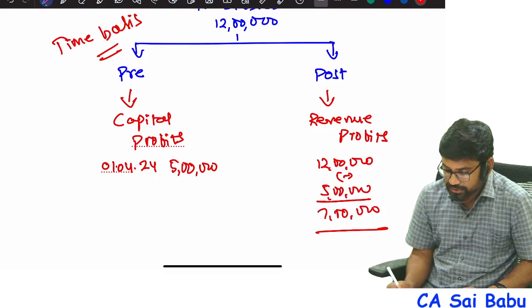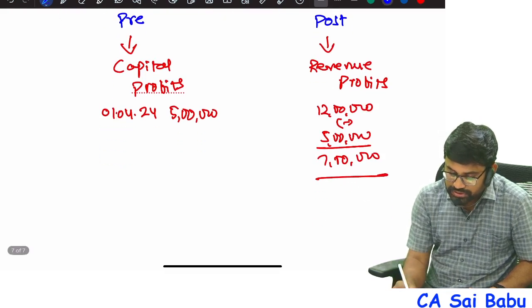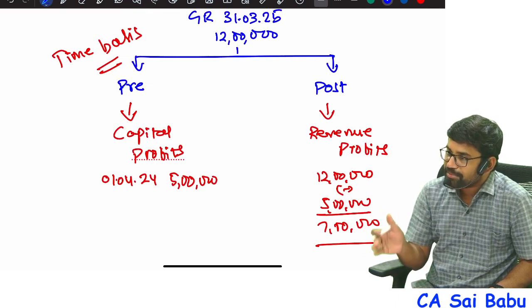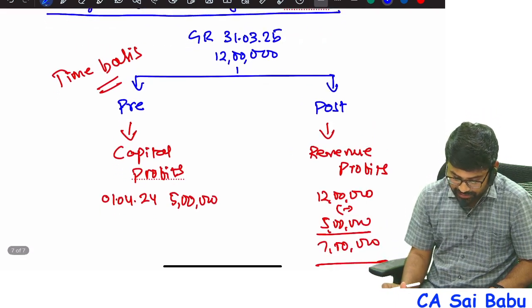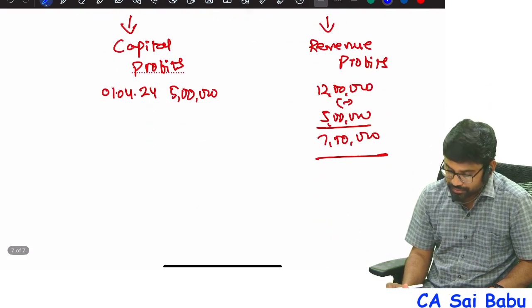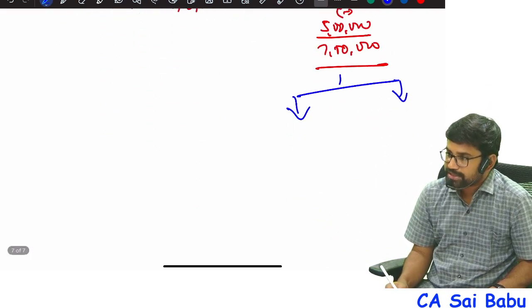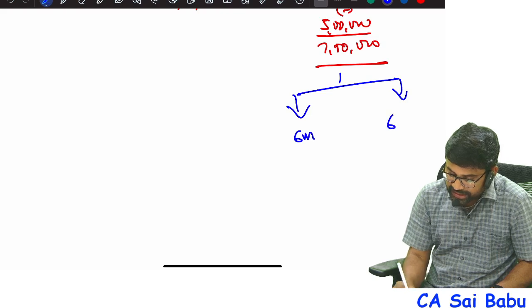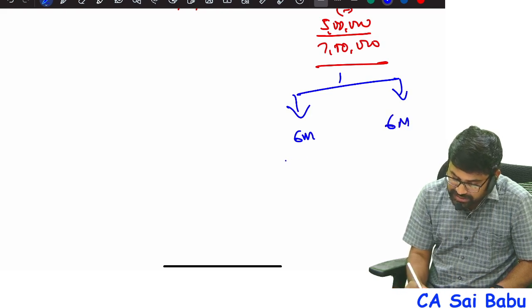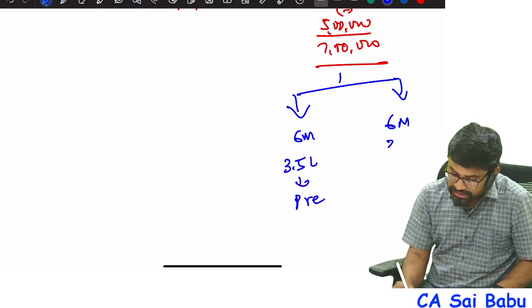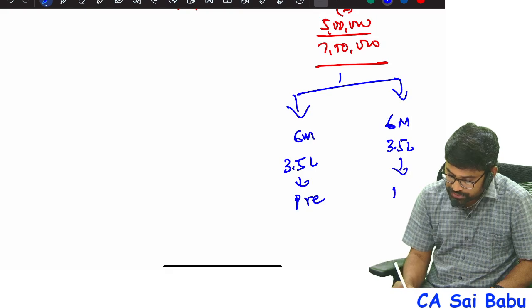Post-acquisition profits. Suppose, for example, the parent company acquired the subsidiary exactly in the middle of the year. Then what do we need to do? This 7 lakhs will be divided into two parts: first 6 months and next 6 months. The first 6 months, 3.5 lakhs, will be pre. The next 3.5 lakhs will be post.